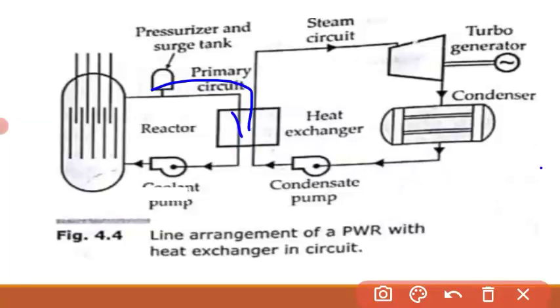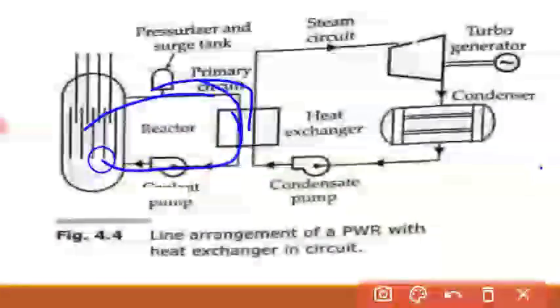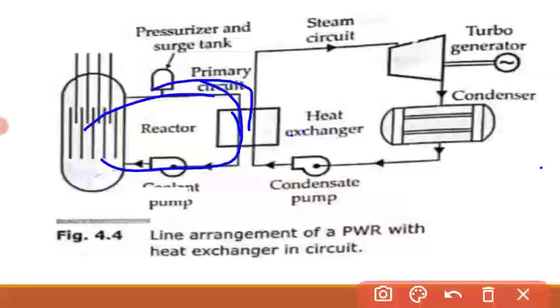It carries the coolant, it carries the heat, and it is circulated here and exchanged here, and given to the steam turbine. Here the fuel used is enriched uranium. Another point mentioned here is that enriched uranium is clad with stainless steel or zirconium alloy, and water under pressure is used as both moderator and coolant.